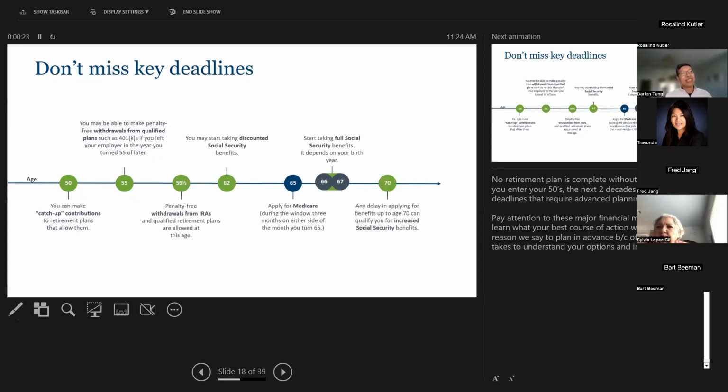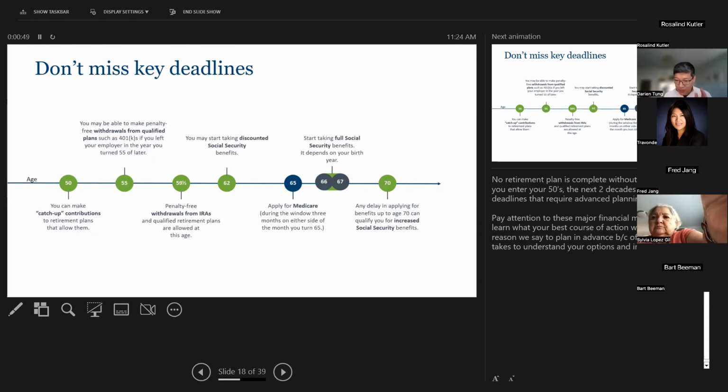So, key deadlines. This is arguably one of the most important slides that we talk about with our clients who are in the age range of 50 to 70. The reason this is so important is that in this two-decade span there are a number of important milestones, let's call it, that we're going to come across. So depending on what age we're turning this year or what age we already are, it's a quick reminder of things that we want to be thinking about.